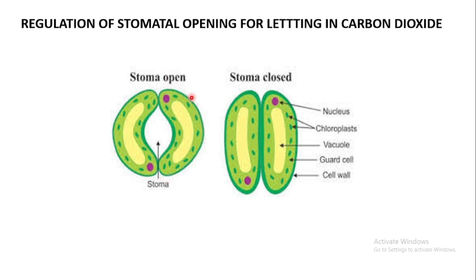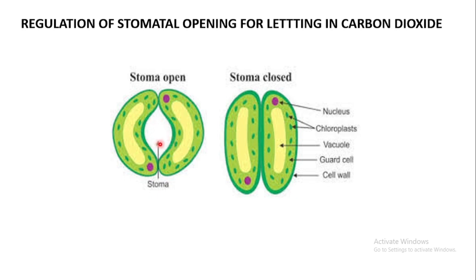The outer layer will arch more because from here it is absorbing a lot of water. So if the outer layer arches more, it will form a shape like this and you get a hole here, the stoma, and through this opening the gases are exchanged.